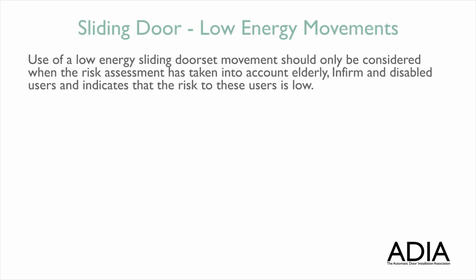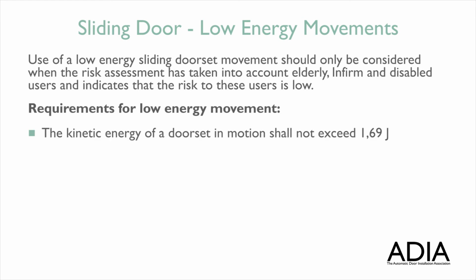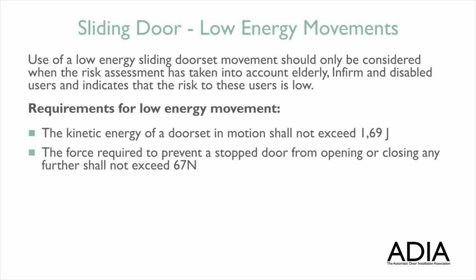Use of a low-energy sliding door set movement should only be considered when the risk assessment has taken into account elderly, infirm and disabled users and indicates that the risk to these users is low. Requirements for low-energy movement: the kinetic energy of a door set in motion shall not exceed 1.69 joules. The force required to prevent a stop door from opening or closing any further shall not exceed 67 newtons.